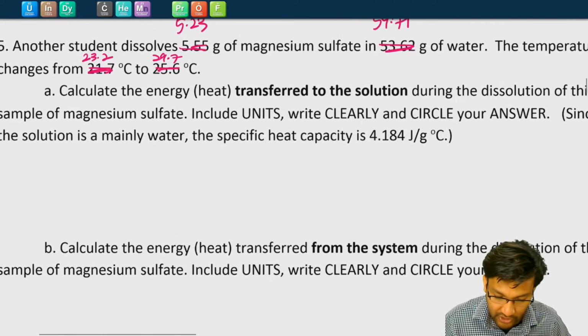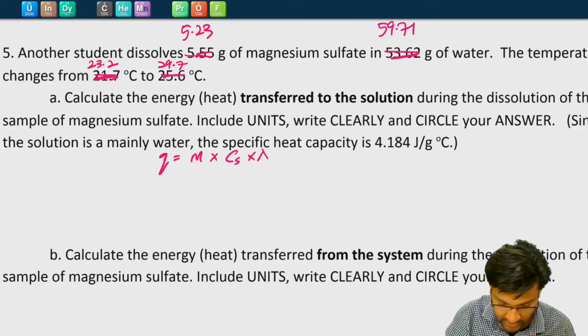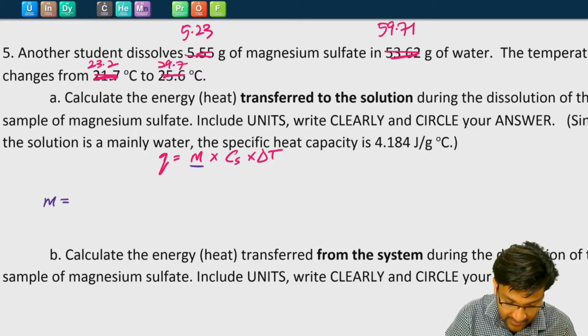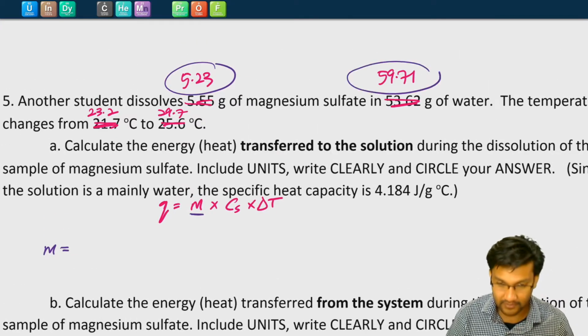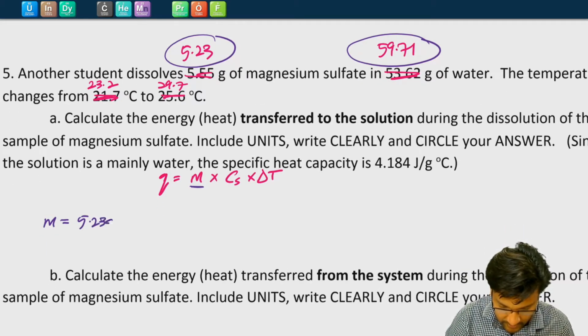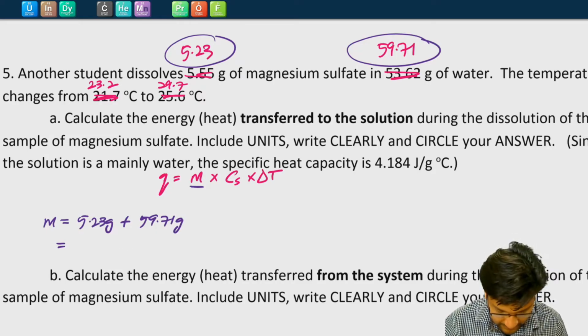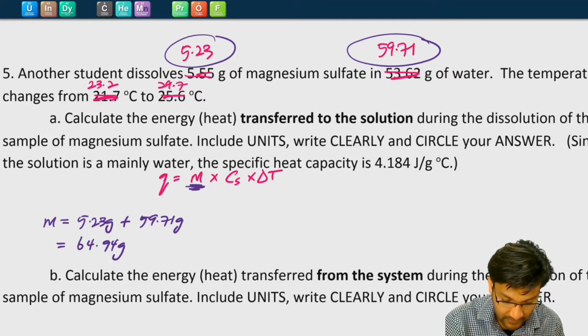Let's calculate the heat transferred to the solution. We know that heat is equal to the mass times the specific heat capacity times the temperature change. Let's figure out each of these in turn. The mass of the solution will be the mass of the solute plus the mass of the solvent. So that'll be 5.23 grams plus 59.71 grams, which gives us a mass of 64.94 grams. That's the mass of our solution.